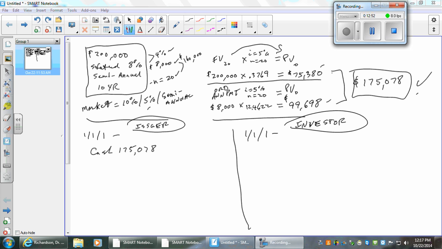Well, you know what? Let's do the other side. How much cash does the investor invest? $175,078. What do you bet you debit cash if you receive it and you credit cash if you give it up? That's a joke. You guys know that.